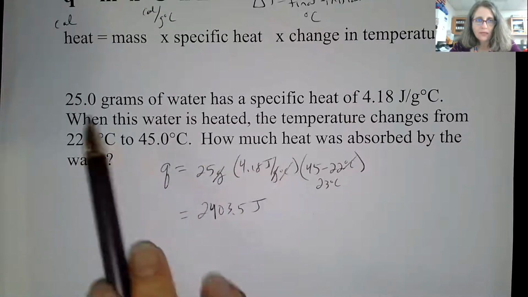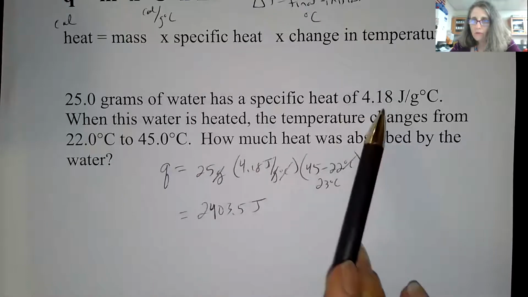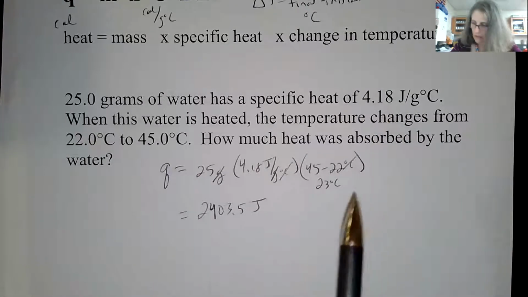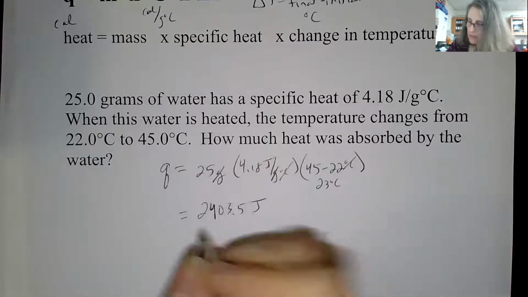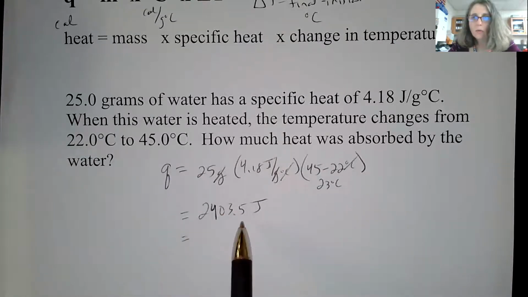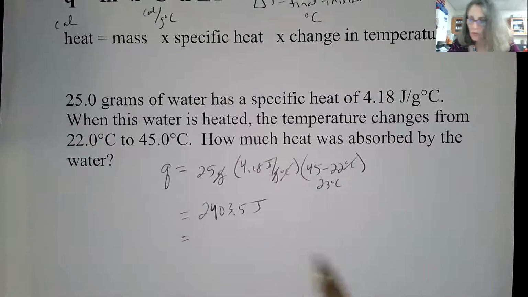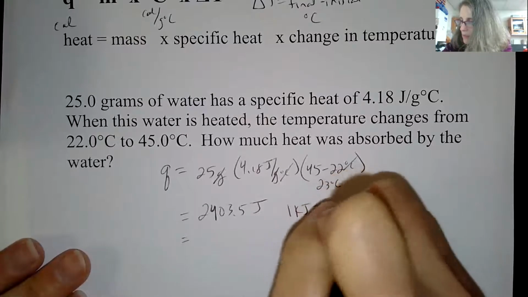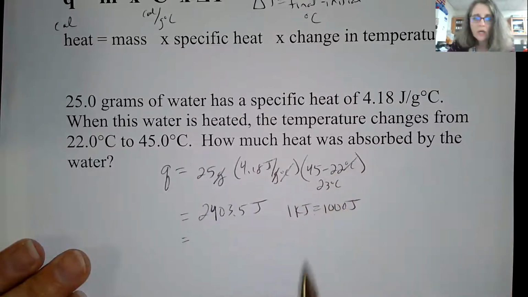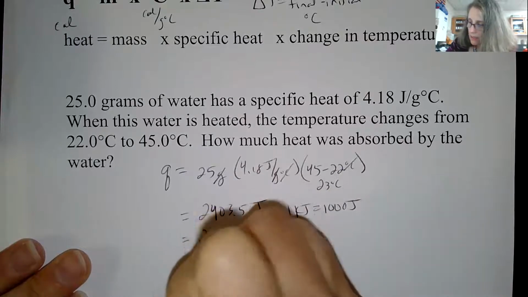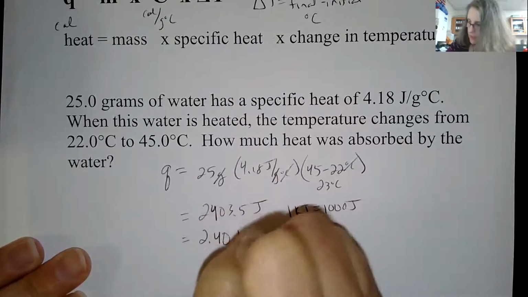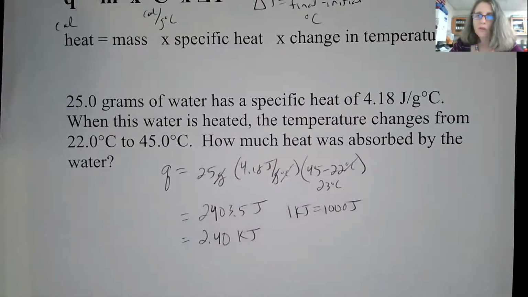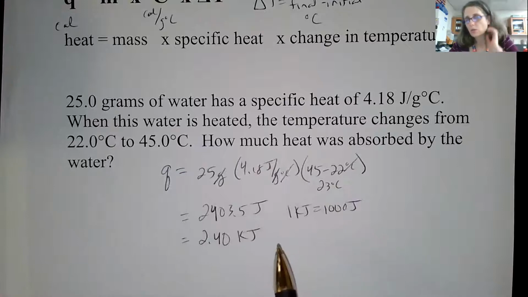So I have 3 sig figs pretty much. I do not go off the specific heat when I do my calculation. So I have 3 sig figs. And sometimes you're going to see it convert to what we call kilojoules. So 1 kilojoule is equal to 1,000 joules. So what I'm doing is moving the decimal 3 over to the left. So I get about 2.40 kilojoules as my final answer with 3 sig figs. So again, you're going to see a lot of units of kilojoules going forward.